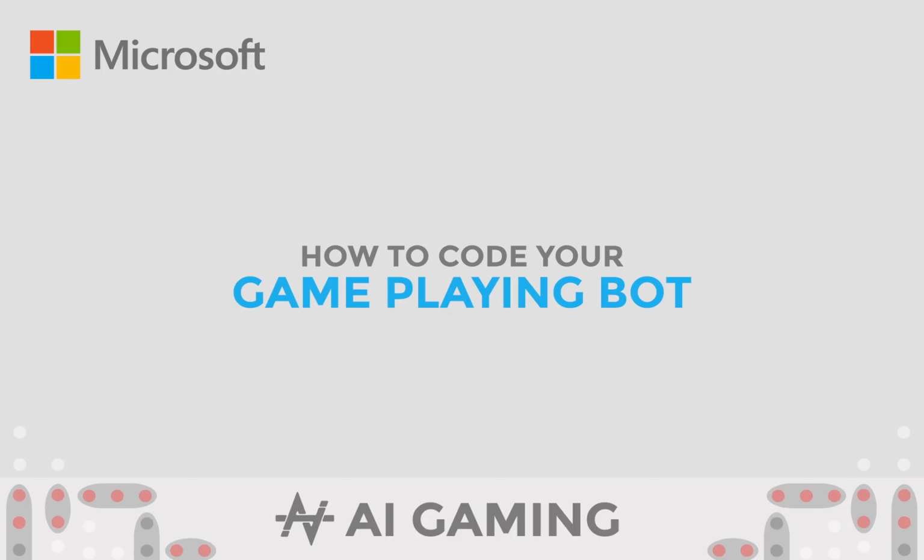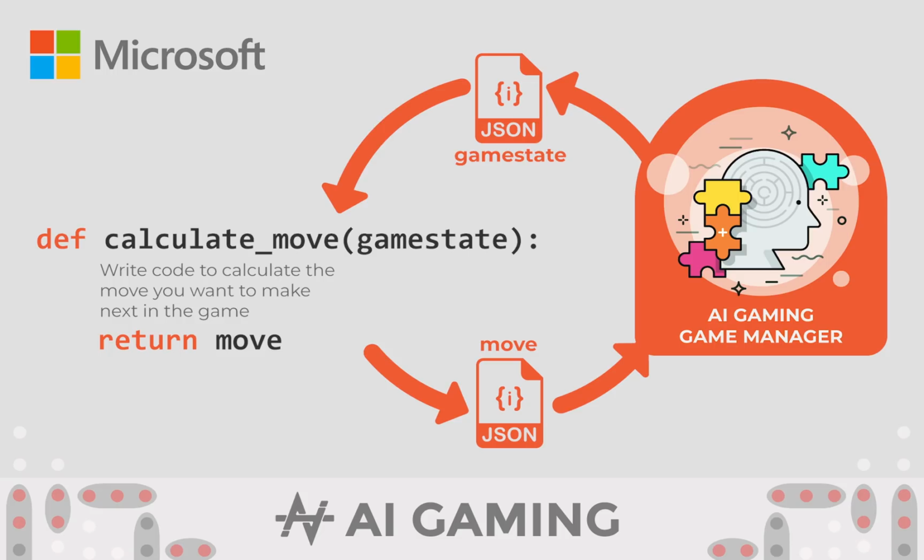In this video, I'm going to explain how you develop your code to play the match game on the AIGaming.com site. The AI Gaming Game Manager will call your code whenever it is your turn to make a move in the game. It sends you all of the information about the current state of the game, and you return the move that you want to make. I'm going to explain where and how you do this using the online code editor on the AIGaming.com site.